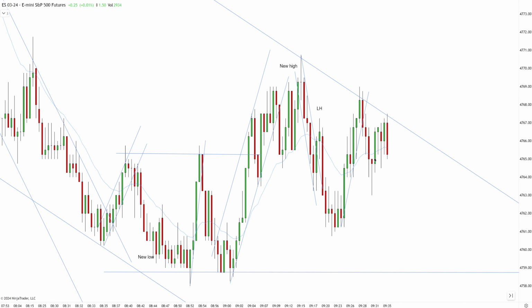At the same time, we have a mini failed second entry long, but we're still hovering above the EMA. Why didn't we break below the EMA? And why do we have a congestion here, a flat EMA? So not a good area to go long.